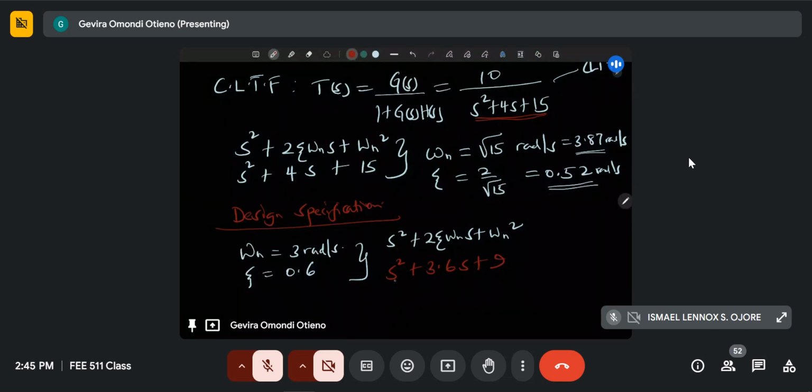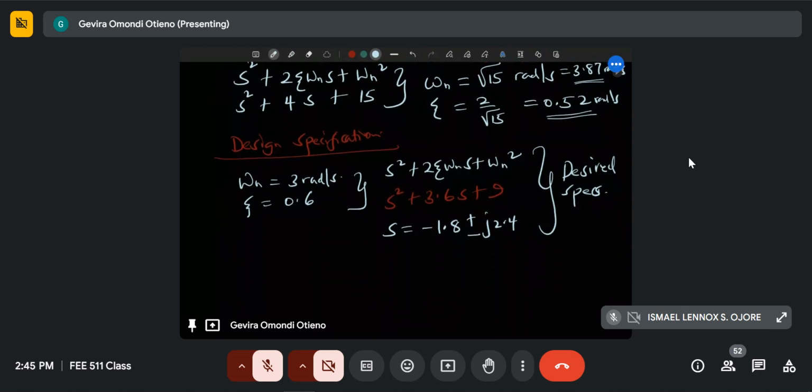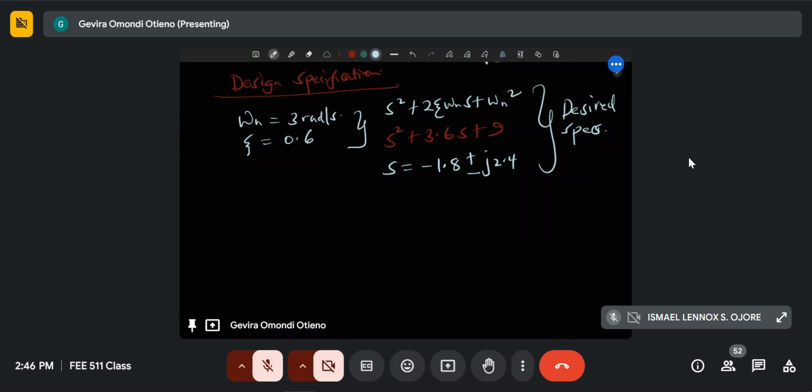Now, which means we need to get the roots of this. So if you obtain the roots of this using your calculators, we should get that the roots of this equals minus 1.8 plus or minus j 2.4. So this is what we refer to as the desired specifications, or the design that we have to do. These are the desired specs. This is what we need in our plots. Okay, that's very critical. That's what we need to achieve. So the way to do that is to plot so that we see where is our desired point.